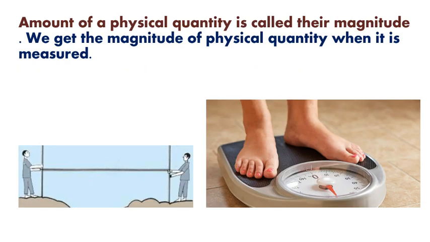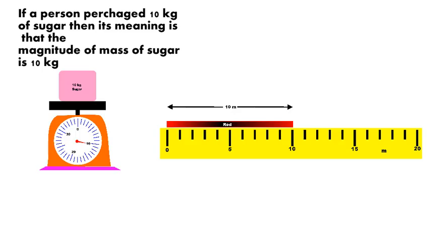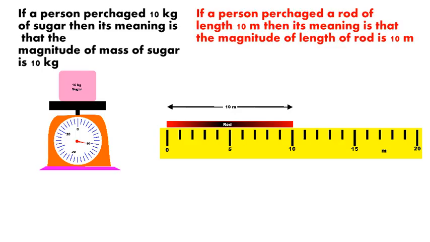The amount of a physical quantity is called its magnitude. We get it when a physical quantity is measured. If anyone purchases 10 kg of sugar, then here 10 kg is the magnitude of mass of the sugar. In the same way, if a person purchases a rod of length 10 meter, then here 10 meter is the magnitude of length of the rod.